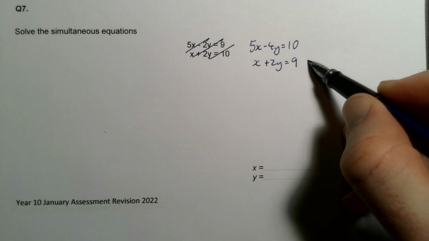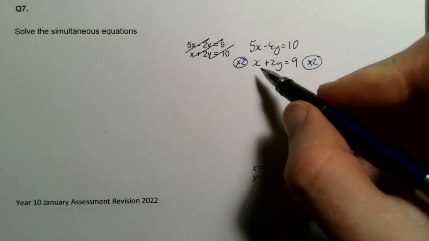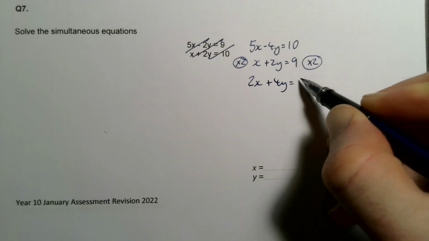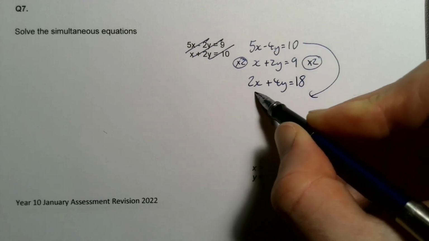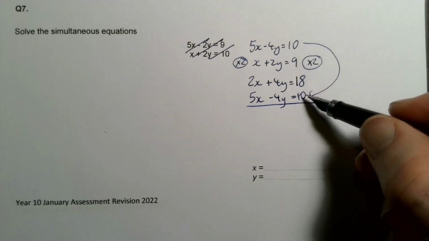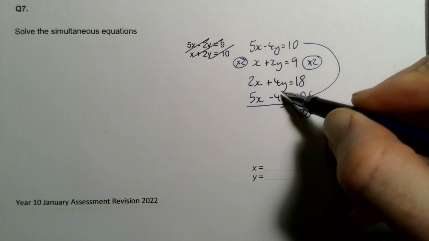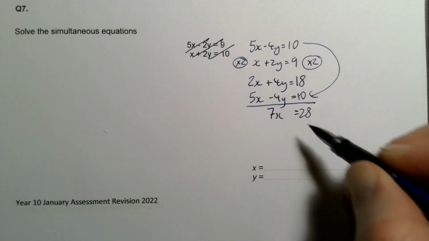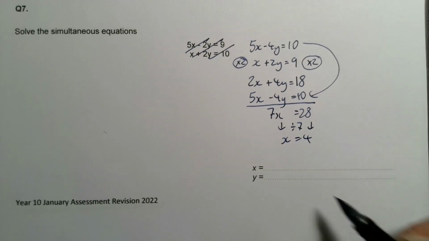So what we're going to do is multiply this bottom equation by 2, and that's going to give me 2x plus 4y equals 18, everything doubled. I'm then going to move this one down here and write that underneath again. Then I'm going to add this equation to that one. So 10 to 18 makes 28. Negative 4y to 4y makes nothing. 5x to 2x makes 7x. Then all I need to do is divide by 7, and I've got that x equals 4.